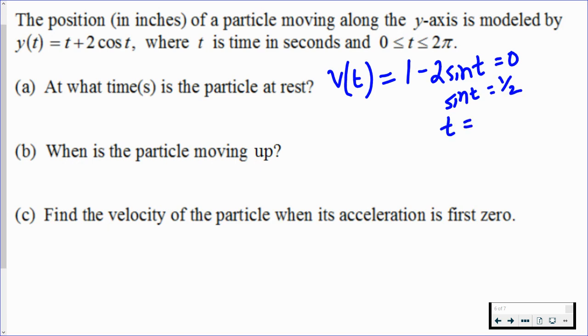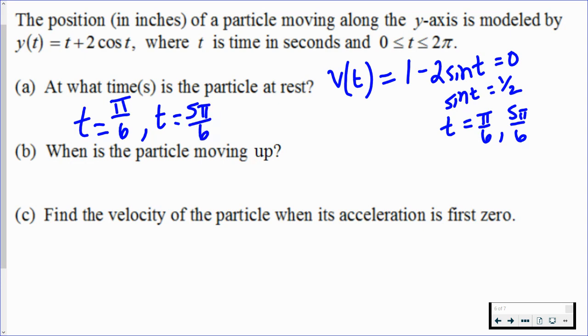So let's think about our values here. Where is sine equal to positive 1/2? That's going to happen at pi over 6 and 5 pi over 6. Okay, so those are our answers here. And let's see, did they give us units for t? Yes, seconds.